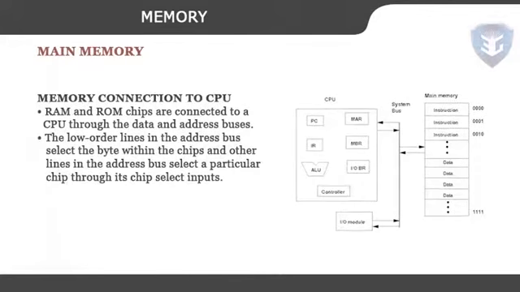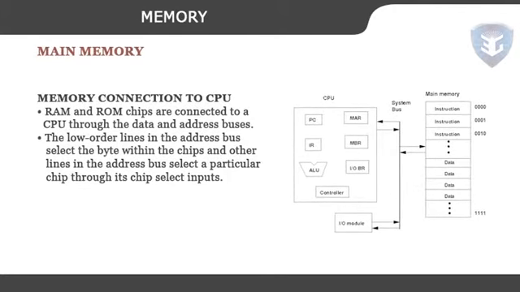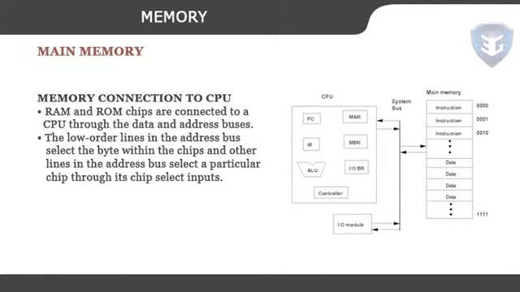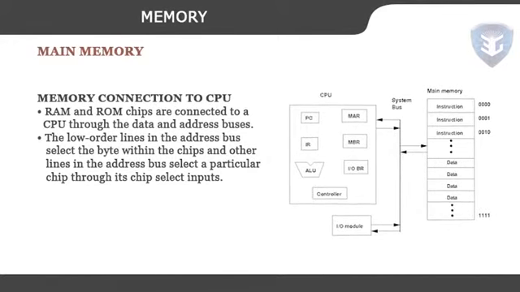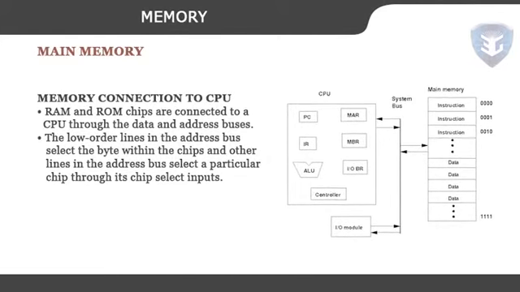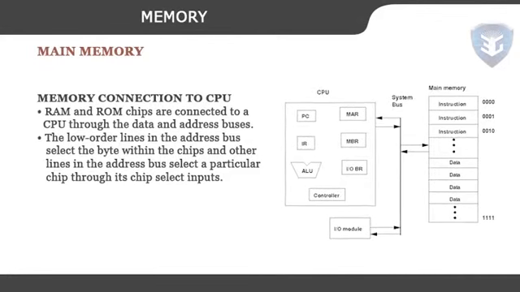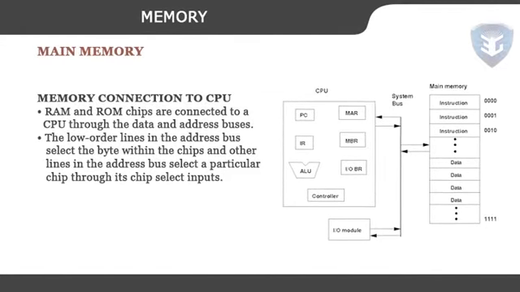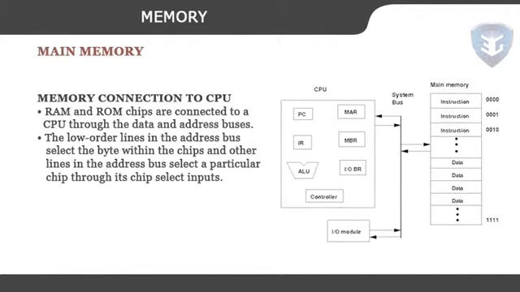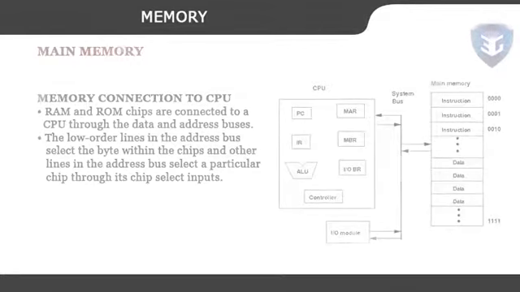Memory connection to CPU. RAM and ROM chips are connected to a CPU through the data and address buses. The low-order lines in the address bus select the byte within the chips, and other lines in the address bus select a particular chip through its chip select inputs.